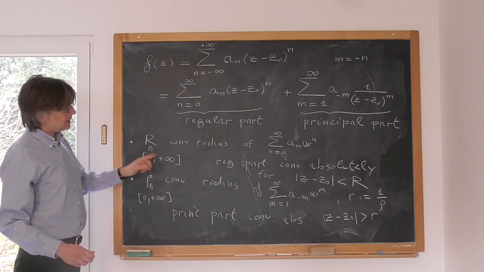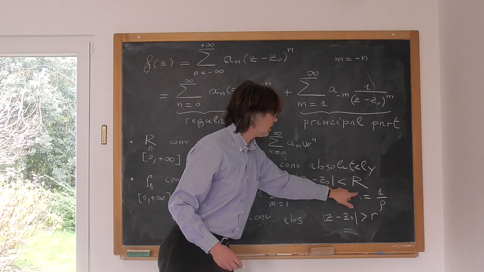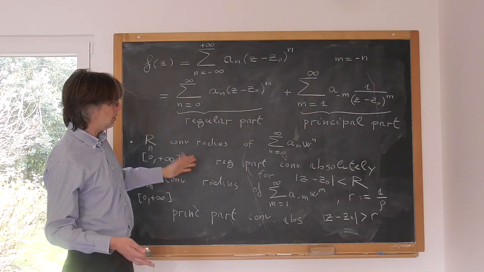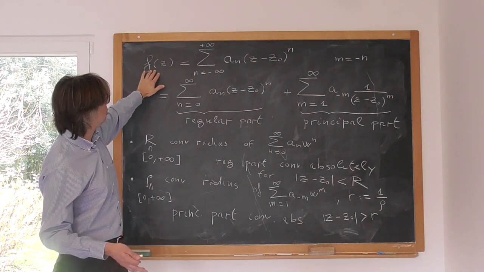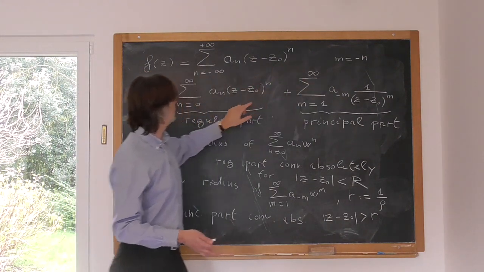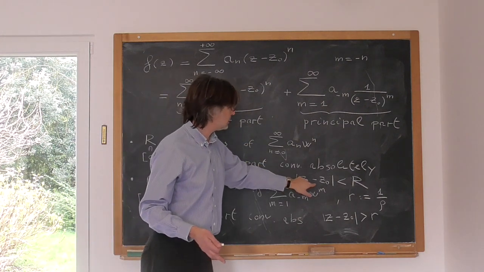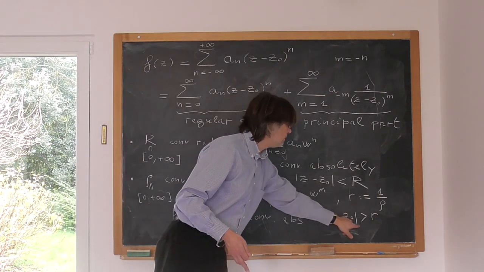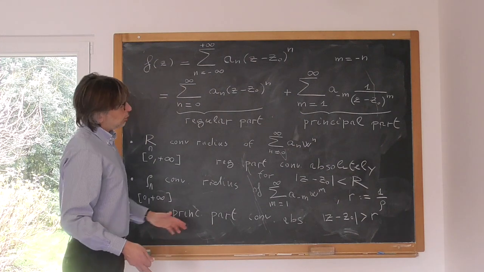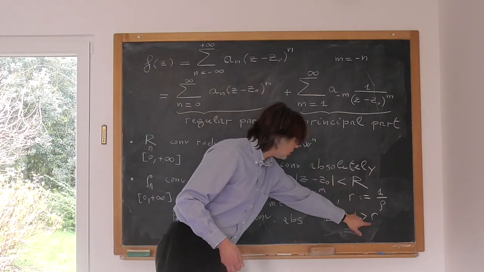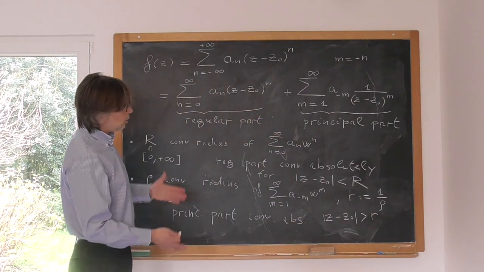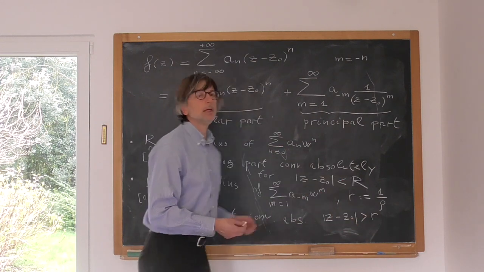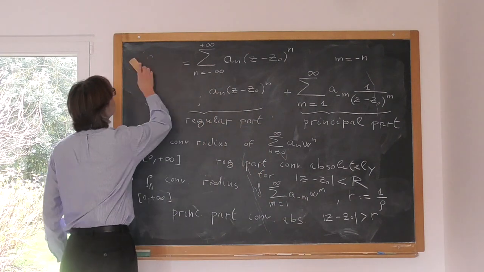But when it happens that small r is smaller than big R, then we get a region where the Laurent series converges. We said, in order for this series to converge, we need the convergence of both terms. The first term converges when the distance between z and z0 is smaller than big R, and the second part converges when the distance is bigger than small r. So when small r is smaller than big R, we get convergence whenever the distance between z and z0 is between small r and big R. Let me rewrite this as a proposition.